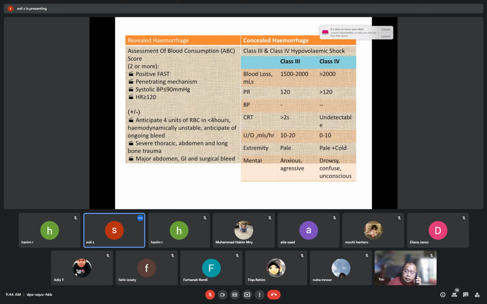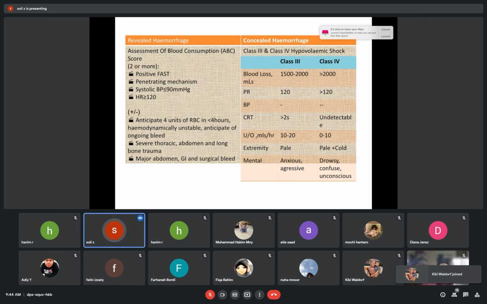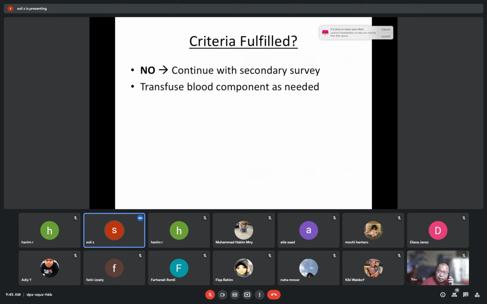Then if there are findings suggestive of bleeding, such as a positive FAST scan, a penetrating mechanism, or low BP with tachycardia, we can consider activating MTP. We can anticipate 4 units of red blood cells in less than 4 hours. If the patient is hemodynamically unstable, anticipate ongoing bleeding, and the patient has severe thoracic, abdominal or long bone trauma, or major abdominal, GI or surgical bleeding, these are common reasons to activate MTP.